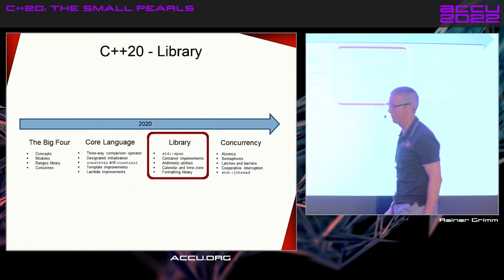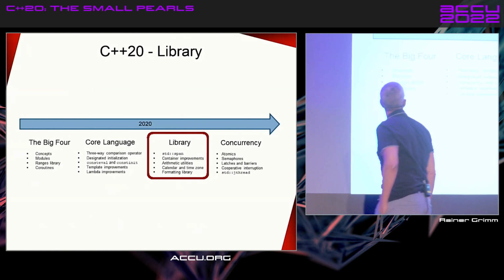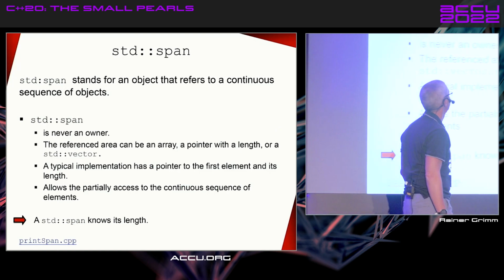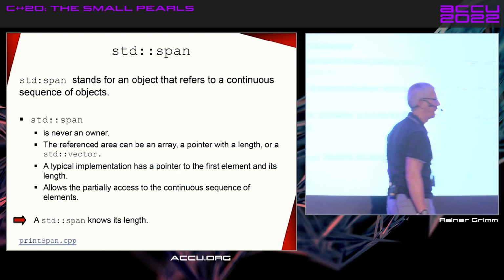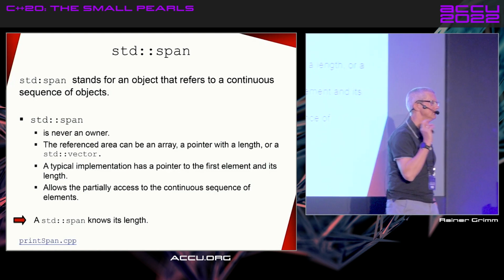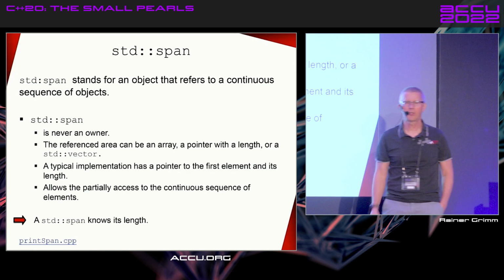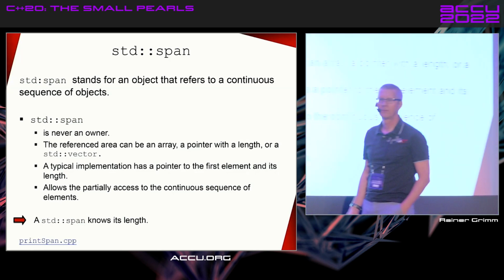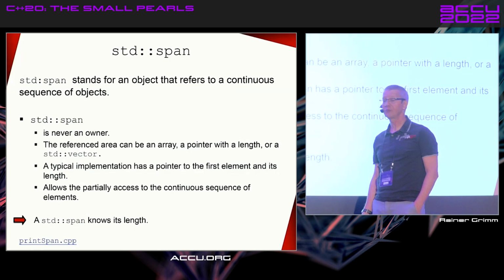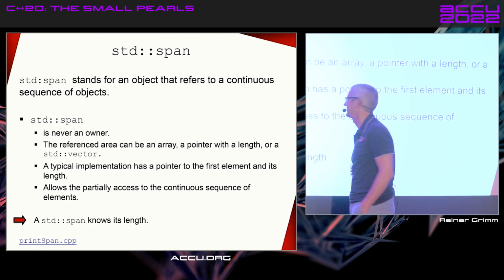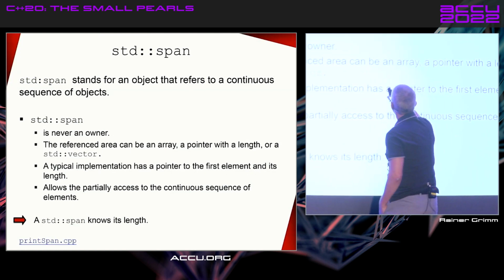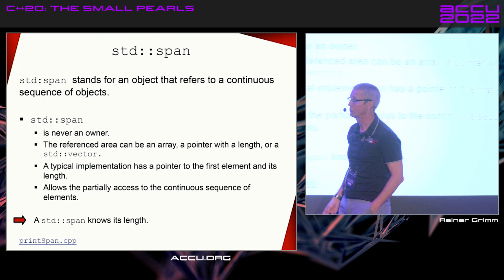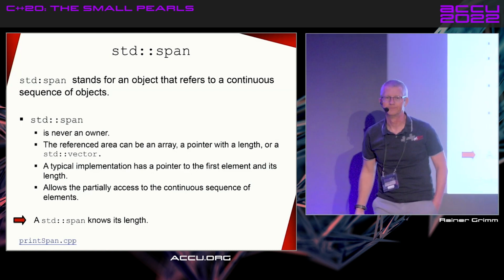Oh, this was it about the core language. Let's skip to the library. std::span. std::span stands for an object that refers to a contiguous sequence of objects. It's essentially a pointer and a size. I only talk about a span with dynamic extent. A span is never an owner. Essentially, you could also call it a view, which you may know from different contexts. The referenced objects can be an array, a pointer with a length, or a std::vector. It could also be a std::string, but in this case, I would say use a string view.